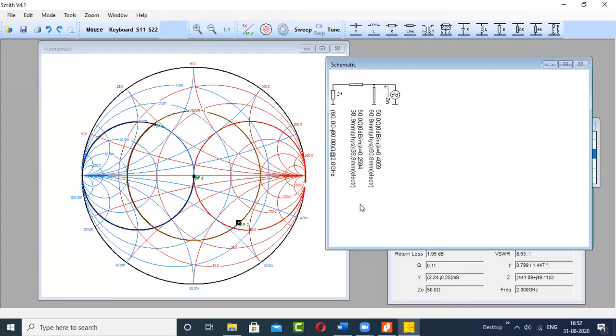You have to make an observation table also. Theoretically, how much you have got, and from simulation, please do not write experimental result. Simulated result and calculated result. Like what result you have got? Length of this line, that is the location of the stub. So from the calculation, how much you have got, and from simulation, how much you have got. Similarly, the length of the stub from the calculation and from simulation. That table is required in each Smith chart based problem. Calculated value and simulated value.